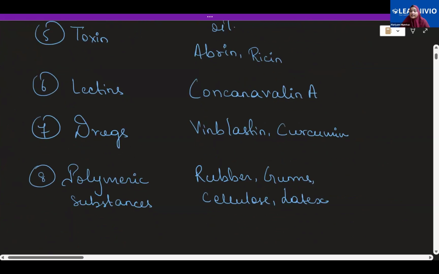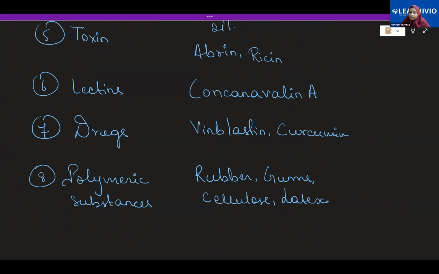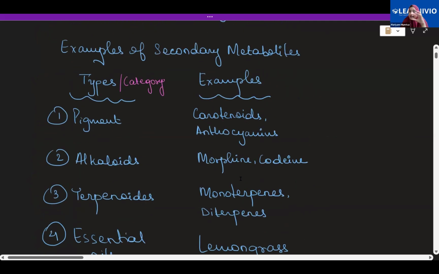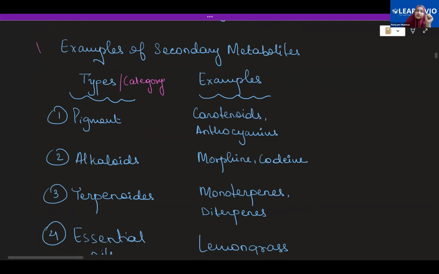Then all the polymeric substances like the rubber that comes from the trees, right? The gums, the latex, from where the paper is synthesized and stuff. So that is also a secondary metabolite. The plants don't need it as such, but as humans, we can utilize it for our own benefit. So in this chapter, this particular category and their examples of secondary metabolites, they are very important. Understood? It has been tabulated in NCERT, I believe, and it is very, very important.